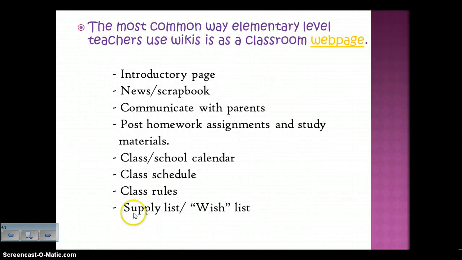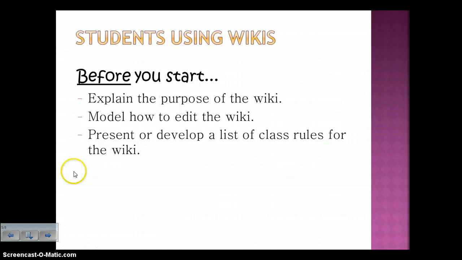So let's go back to here. Students using wikis. A classroom webpage, that's great. It's a great way to communicate with parents. But really, wikis can be used with any age student, even as young as first grade, because the population of students now is really a lot more tech savvy.